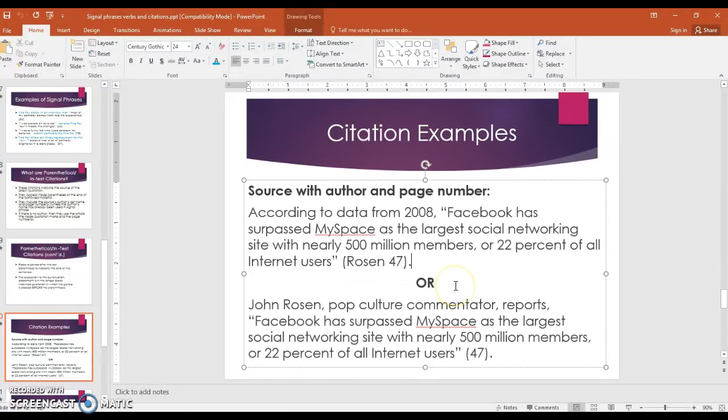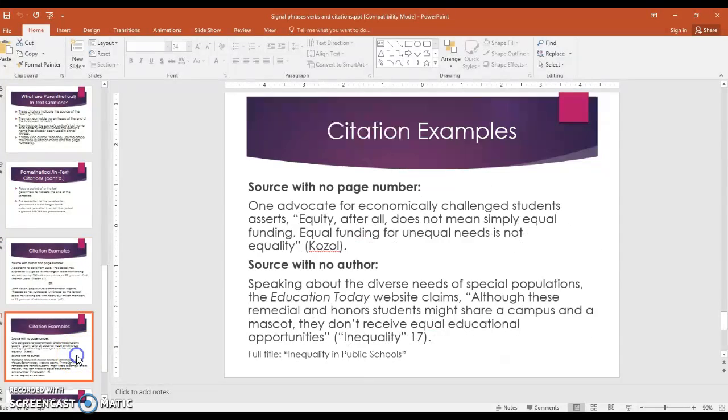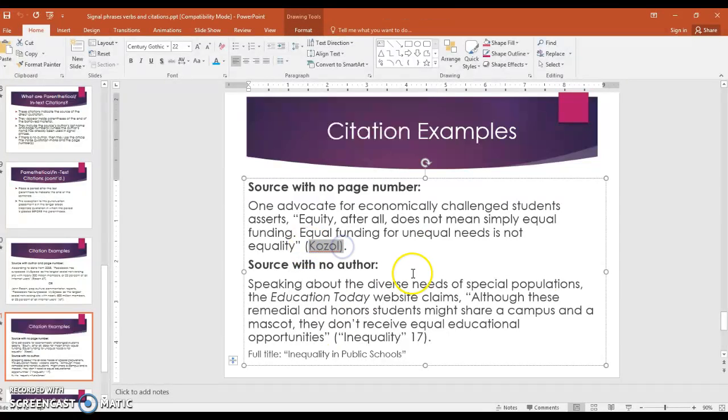Now, let's pretend that you named the author inside the signal phrase. John Rosen, pop culture commentator, reports. Then I have my quote. Because I named John Rosen right here, I do not have to repeat his last name in the parenthetical citation, which is why I only use the page number. All right, let's keep going. Here is a source with no page number. A lot of times we're going to be working with online sources that don't have page numbers. When you integrate one of those sources, you are only going to have the author's last name. That's why I have Kozel in parentheses there.